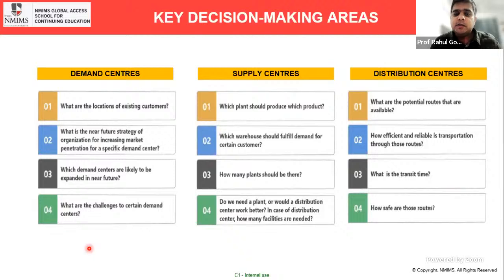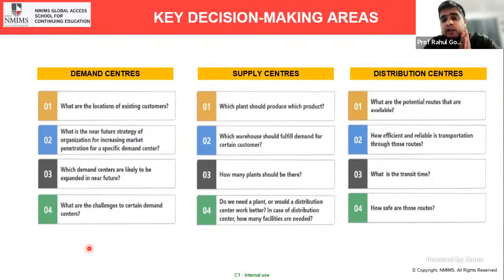So similarly, some of the questions that we try to solve in logistics, in network, in distribution, are around three areas: demand center, supply center, and distribution center. When we talk about the demand center, we should know all of this, right? What are the locations of our existing customers? It is very important to know, right? Because it will decide where you would want to set up your supply centers, closer to demand centers or far away from demand centers, right? If you don't know where most of your demand is coming from, you may end up setting up the wrong supply centers in terms of warehouses and factories, right?